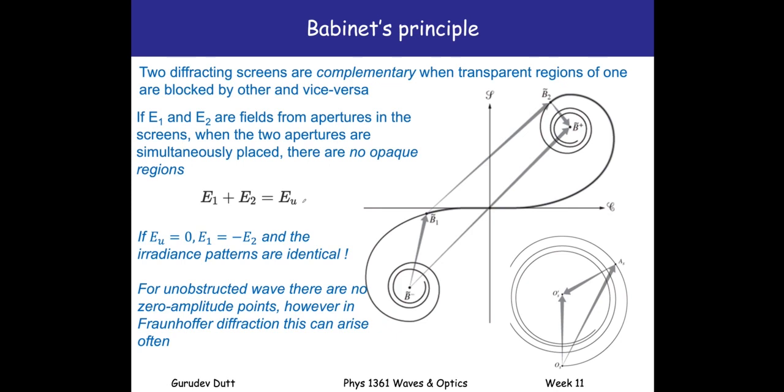patterns are identical. Now, normally for unobstructed waves, there are no zero amplitude points. Usually there's always some place where the amplitude is non-zero. However, as I'll show you in a second, in Fraunhofer diffraction this kind of situation often arises. But before I talk about that, let's take a look at Babinet's principle in the Fresnel diffraction case, because the same principle applies no matter which situation it is.